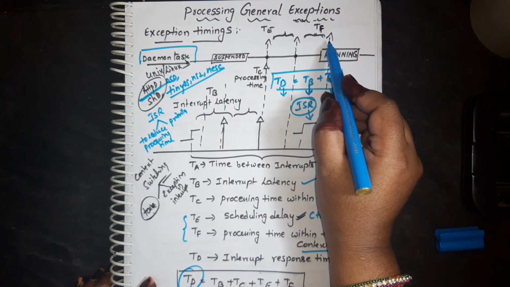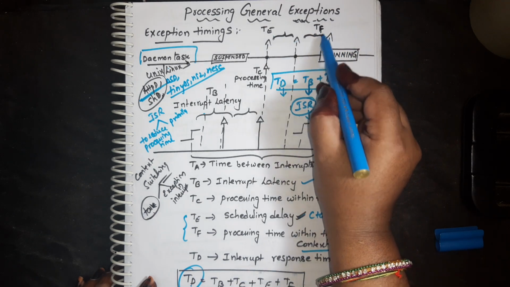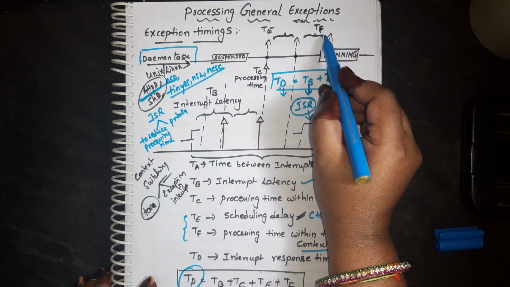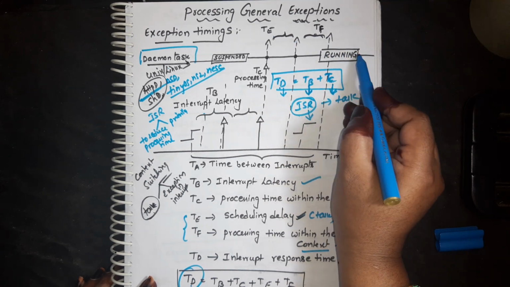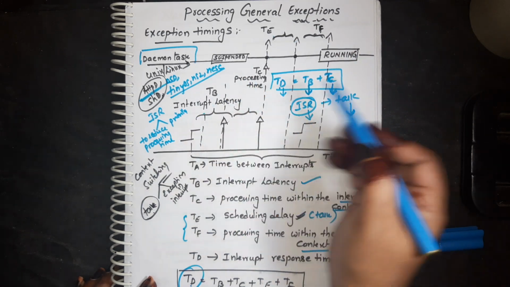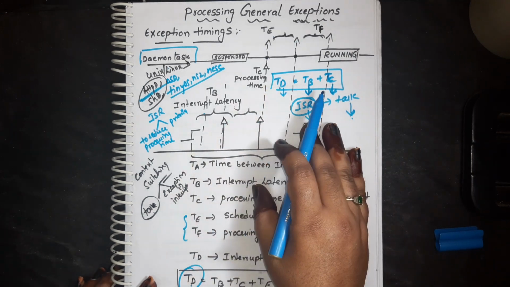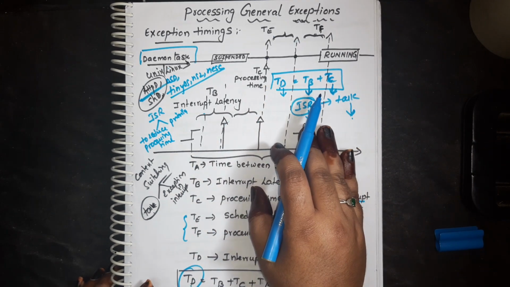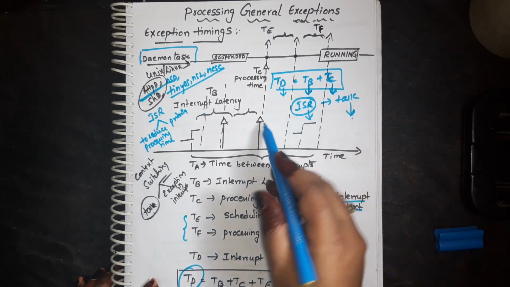Then after that, TF is the processing time within the task context. The task is ready to execute and it is running here, and after the completion of the task, the interrupt that was suspended is restored and begins its execution. So likewise we define the interrupt response time by adding the scheduling delay and processing time for this purpose.